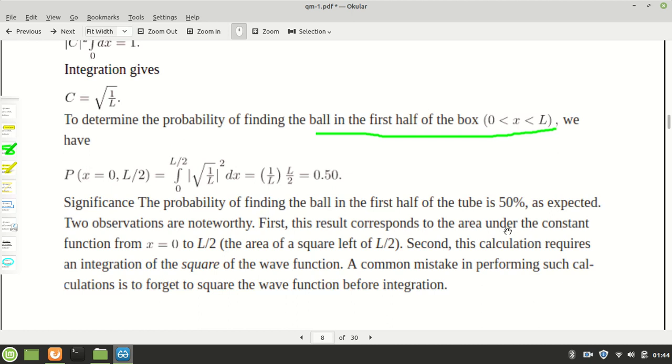Let us stop here. In this class we have mainly focused on the probabilistic interpretation of the quantum mechanical point of view.